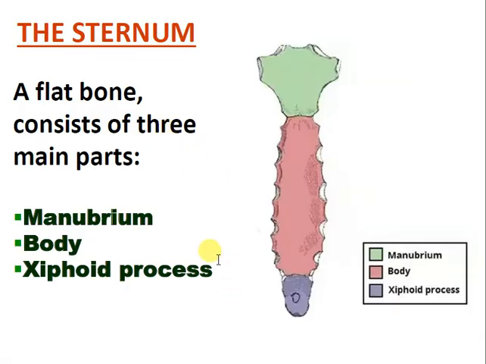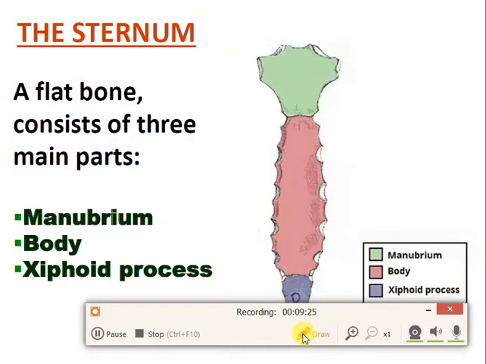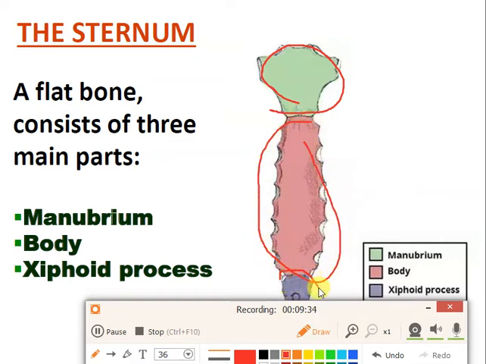So let's start by discussing the osteology, and we are starting with the sternum. The sternum is the bone which is present at the front of the thorax. The sternum is a flat bone consisting of three main parts: the manubrium, the body, and the xiphoid process. The manubrium is this one. This is the body, and below here we have the xiphoid process.